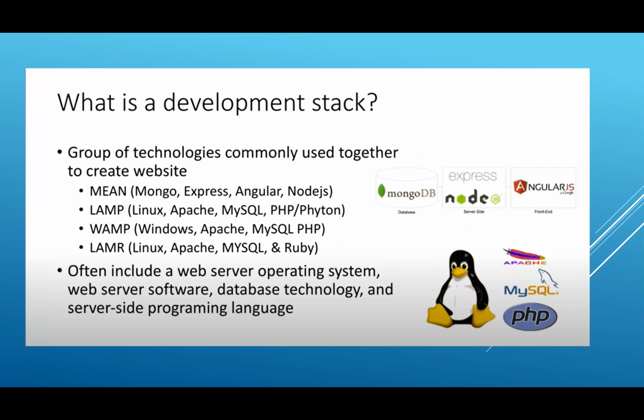What's a web development stack, you might be asking. Well, it's essentially just a group of technologies used to create a website. Common bundles include Mongo, Express, Angular, and Node, also known as MEAN. There's Linux, Apache, MySQL, and then PHP or Python, which is LAMP.